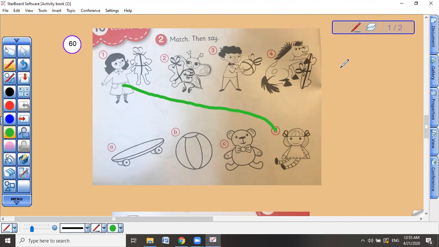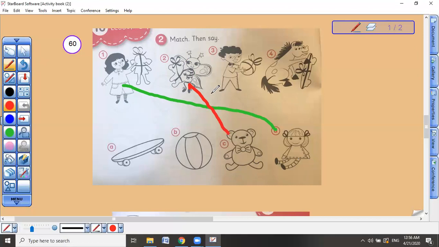Now, what do we have here? Here we have Bella. And Bella has got a present. Now, what's her present? Is it a skateboard? No. Is it a ball? No. Is it a doll? No. Is it a teddy? Yes. So, Bella has got a teddy.